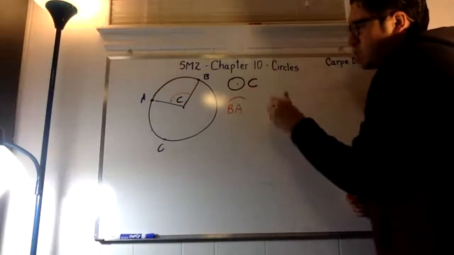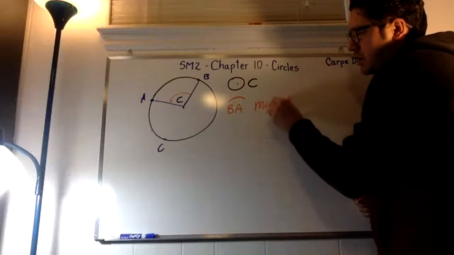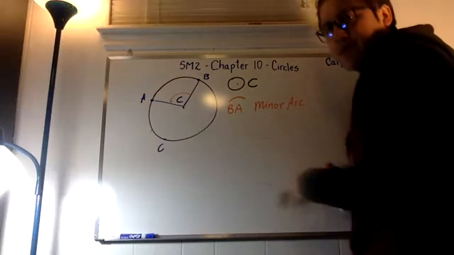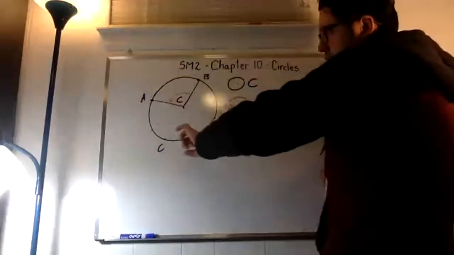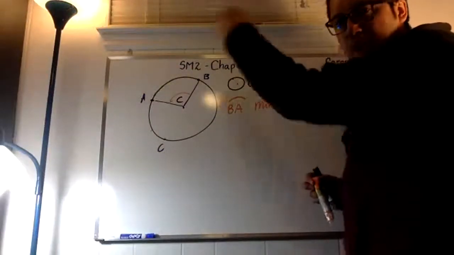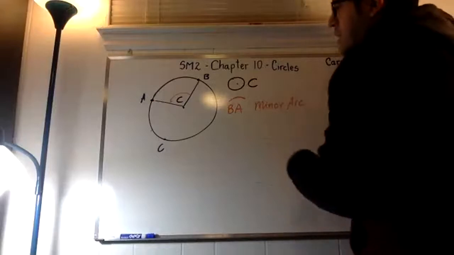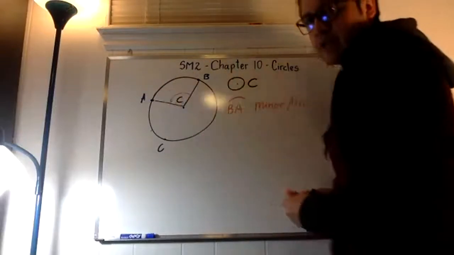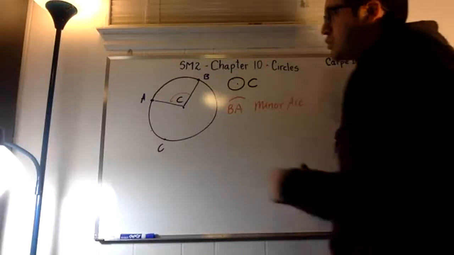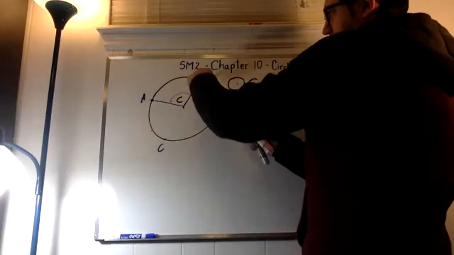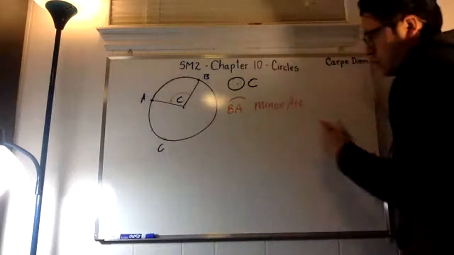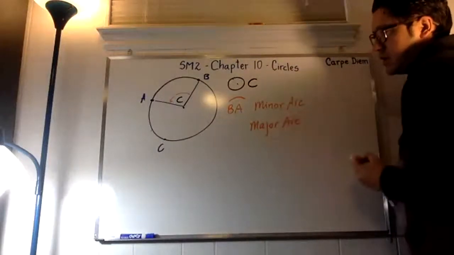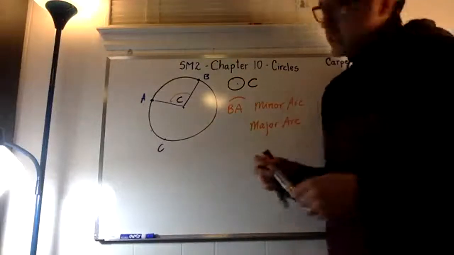So BA is what we call the minor arc. Because I'm going to go around the circle and then go back to B. Just this portion is the minor arc, and you see it's the minor portion of it. But now, if I want to describe the rest of it, the other portion, what we call the major arc, the way I describe it is by doing this.